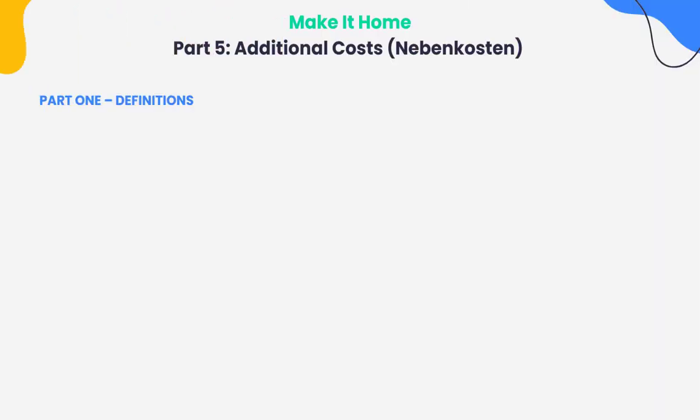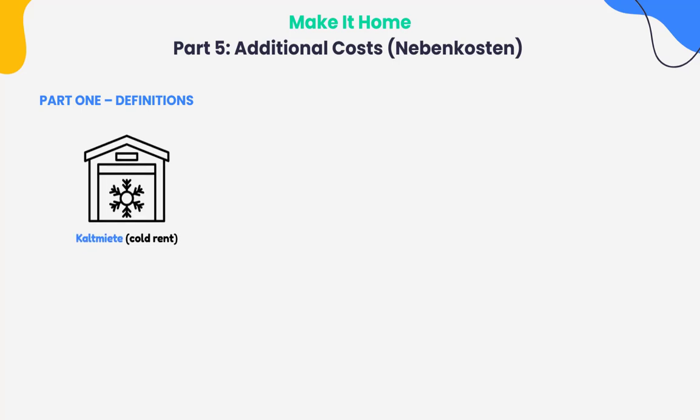Definitions. When you search for an apartment in Germany, you will almost always see two different rent prices. Kaltmiete, or cold rent, is the base rent. It's the price you pay just for the apartment itself, without heating and without running costs.